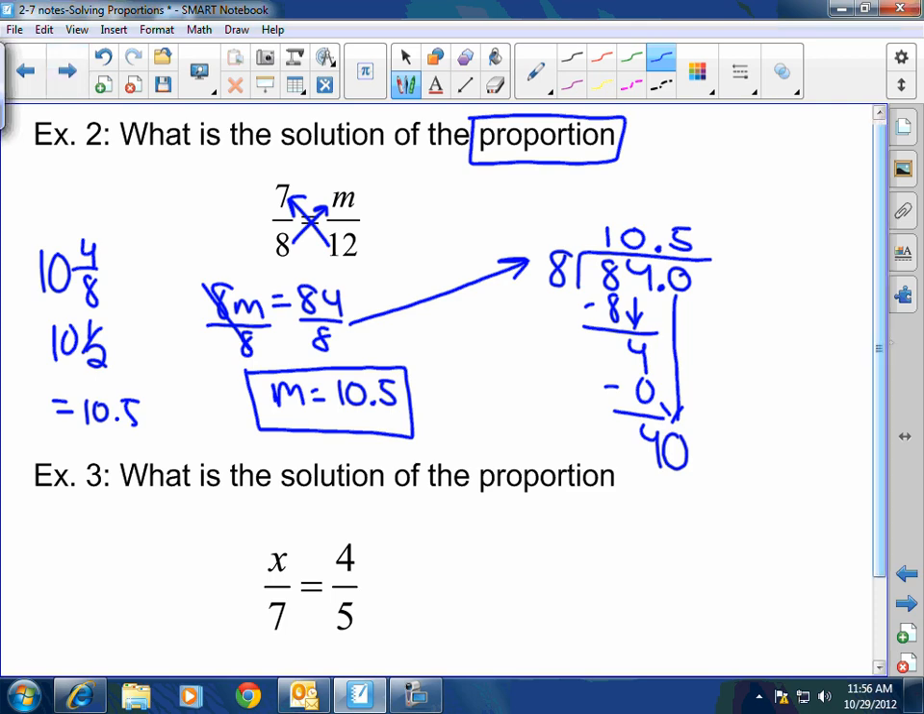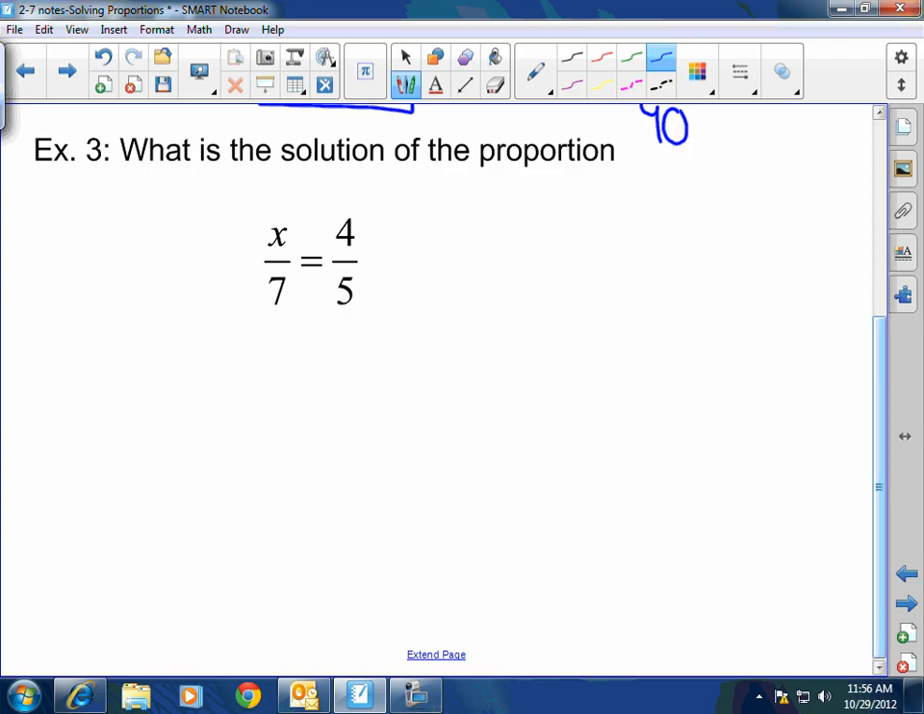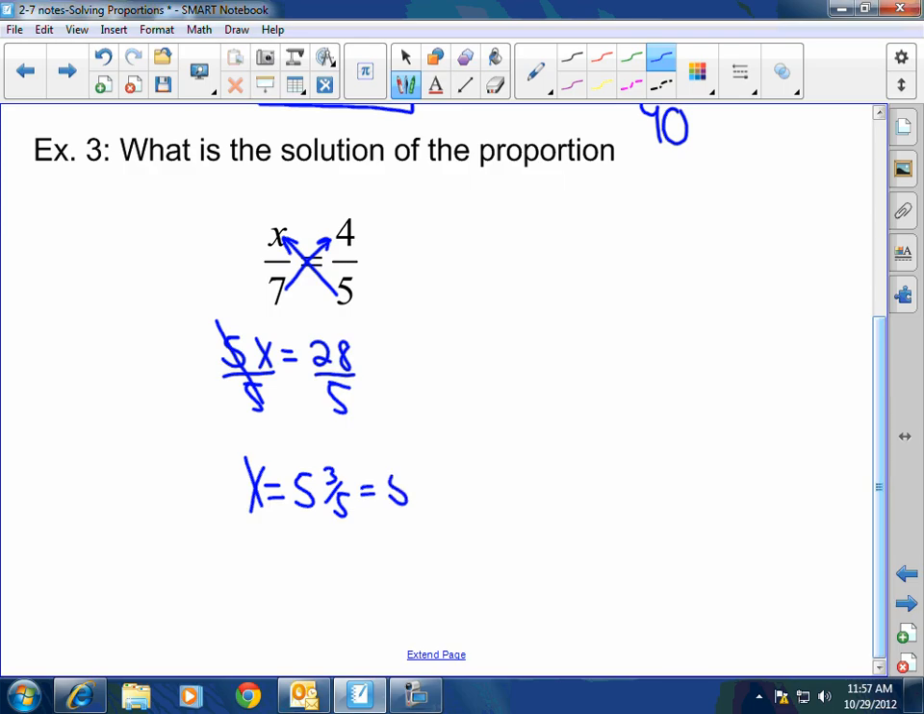Number 3, what is the solution of the proportion x over 7 equals 4/5? Cross multiply. So this is 5x equals 28. Divide by 5 because I'm canceling out the multiplication of 5. And x is going to equal 5 3/5, which equals 5.6. How did I get that? 5 goes into 28 5 times, and there's 3 left over.